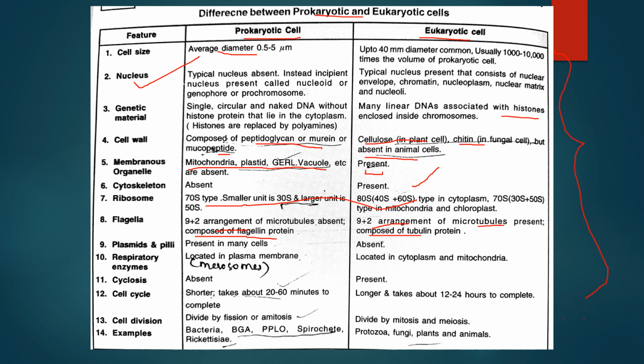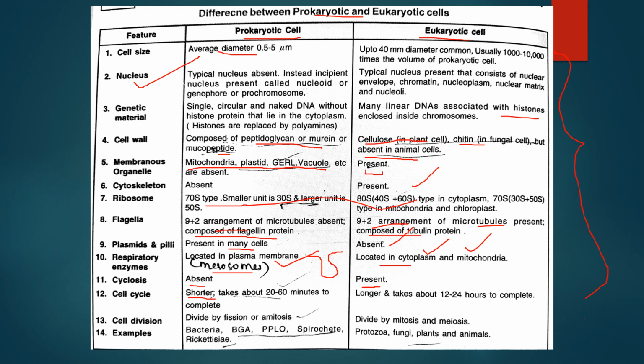Then plasmid and bacilli are present, but it is absent in eukaryotes. Respiratory enzymes are present in plasma membrane, forming the mesosome. Mesosome is the invagination of plasma membrane in prokaryotes, generally in bacteria. But in case of eukaryotes, the respiratory enzymes are present in cytoplasm as well as the mitochondria. The cyclosis or the movement of cytoplasm is totally absent in prokaryotic cell, but it is present in eukaryotic cell.